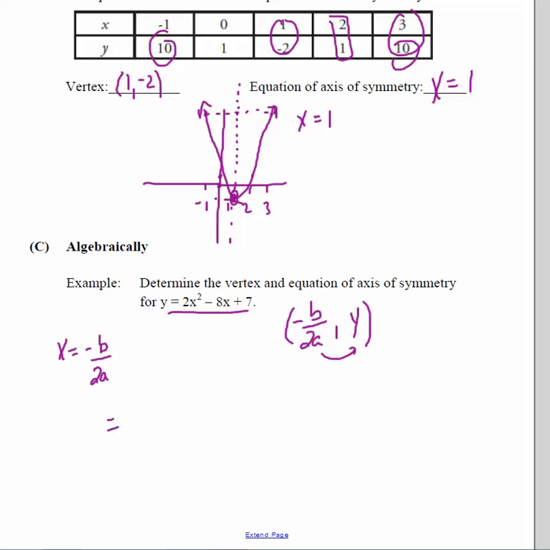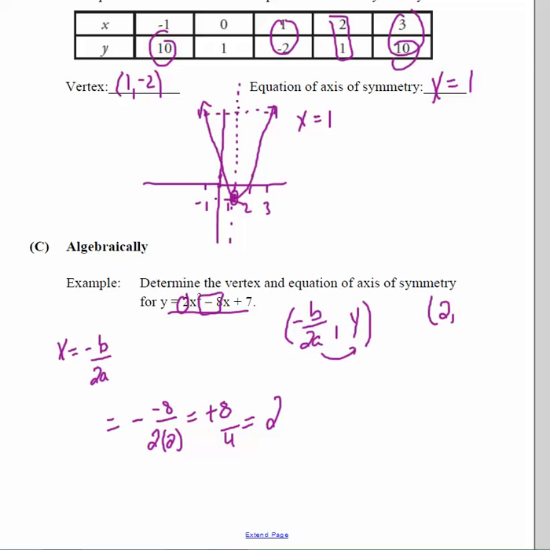So negative b over 2a. So negative, then we look for our b value, and our b value is negative 8, divided by 2 times a. And our a value is 2. Negative times negative is a positive, 8 divided by 4, which is 2. So far we have the x value of our vertex.